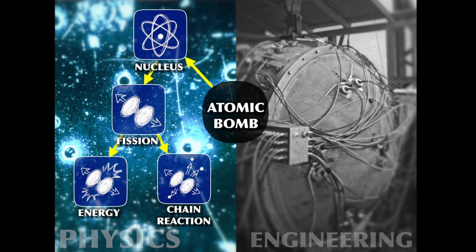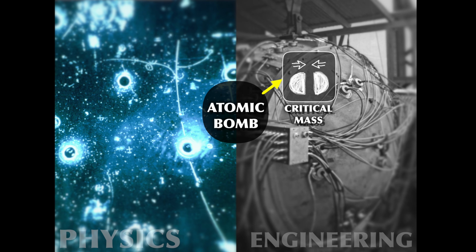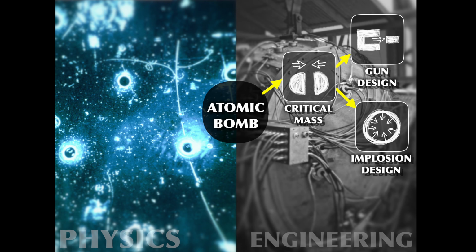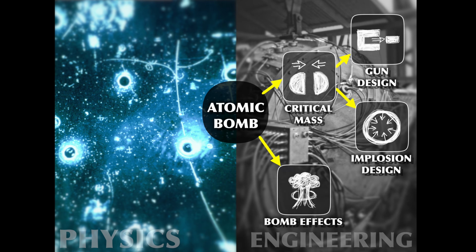While all of these effects happen at the microscopic or quantum level, on the engineering side of things we will deal with effects on our macroscopic scale. We start off with the concept of critical mass and then discuss the two designs used, the gun design for the uranium bomb and the implosion design for the plutonium bomb. Finally, there is a short chapter about atomic bomb effects. So let's get to it.